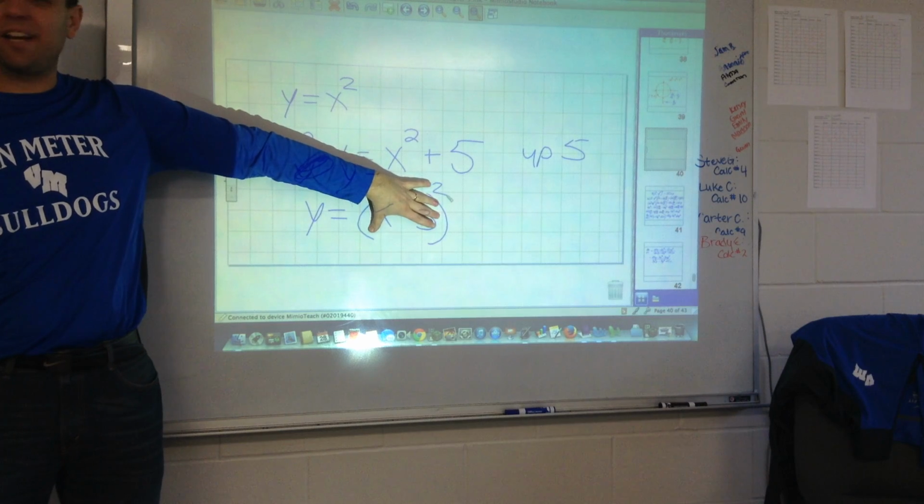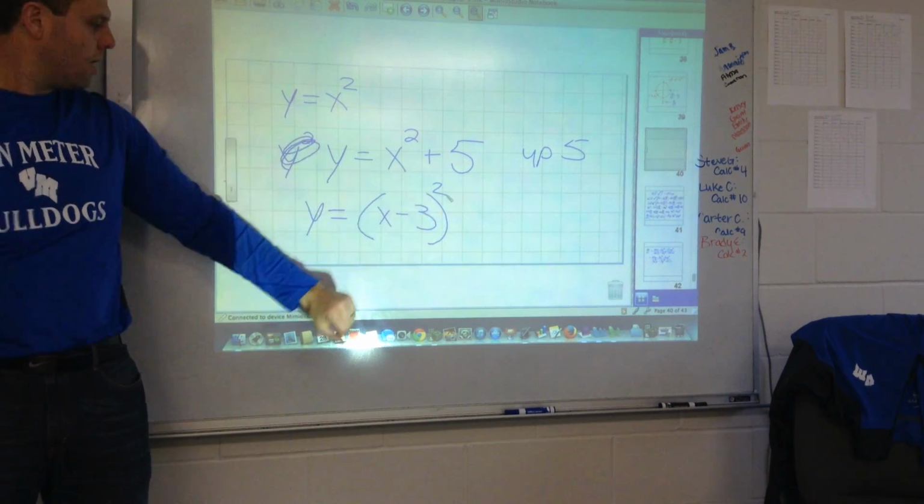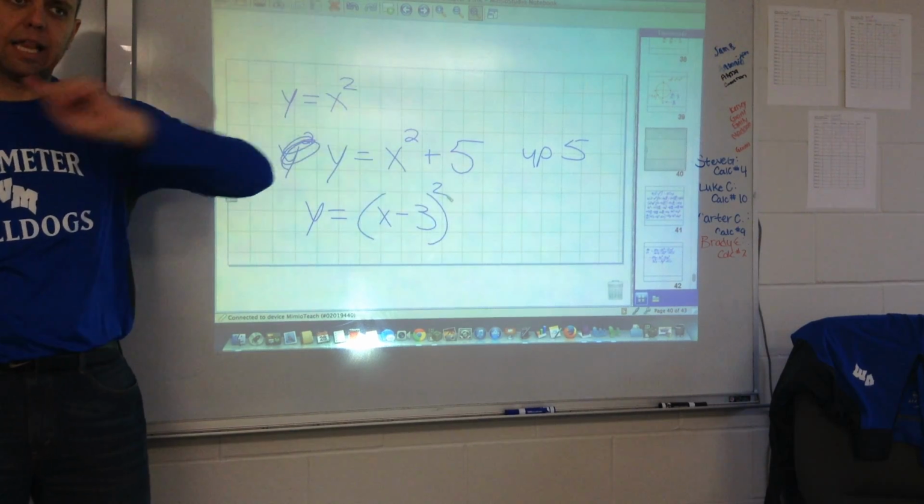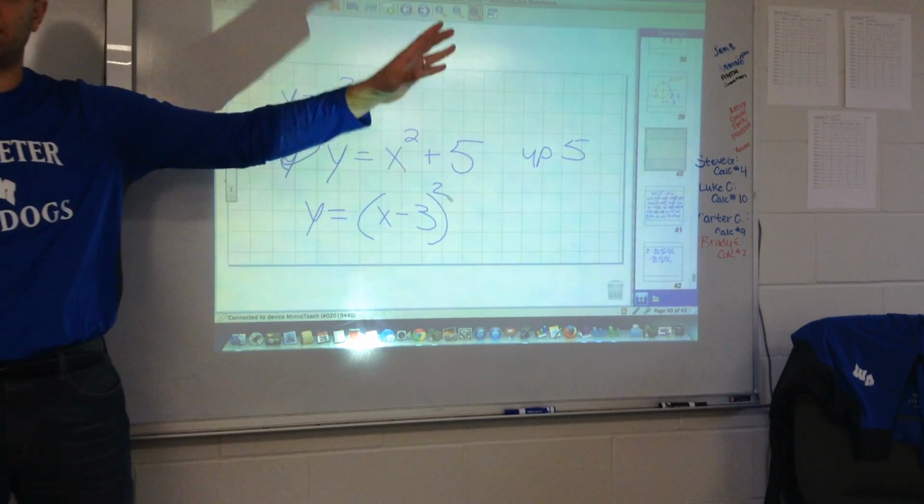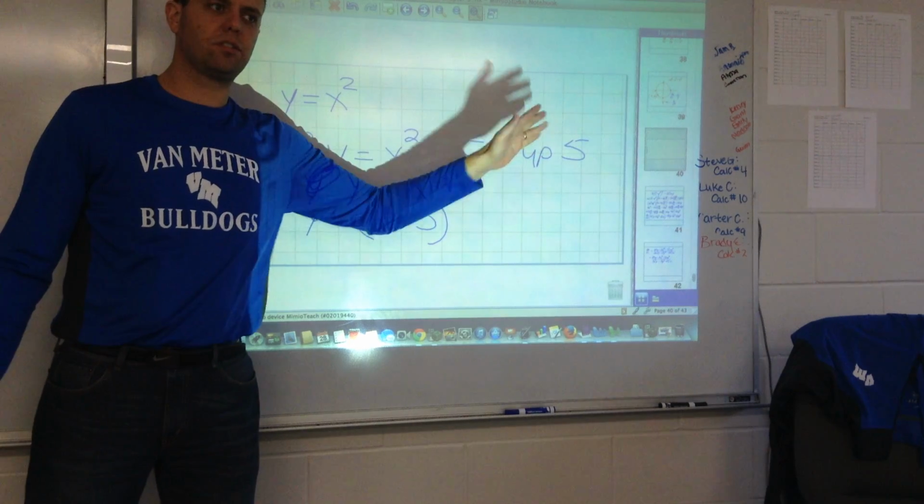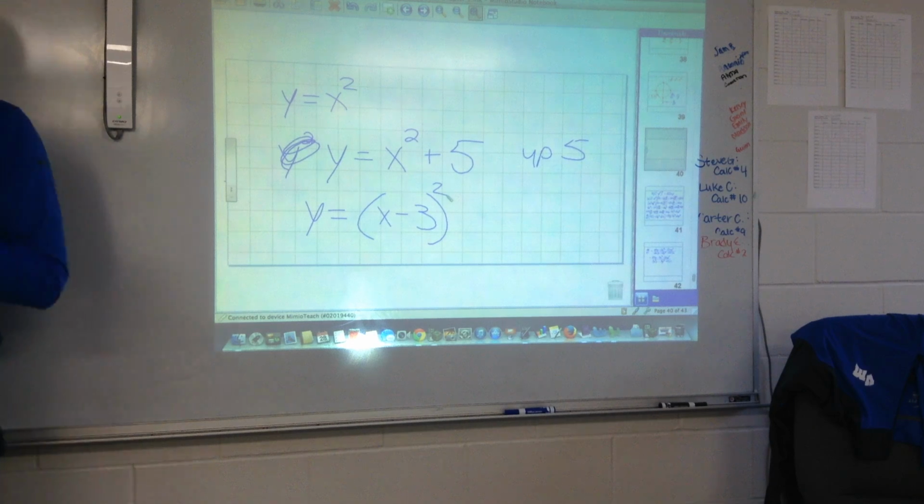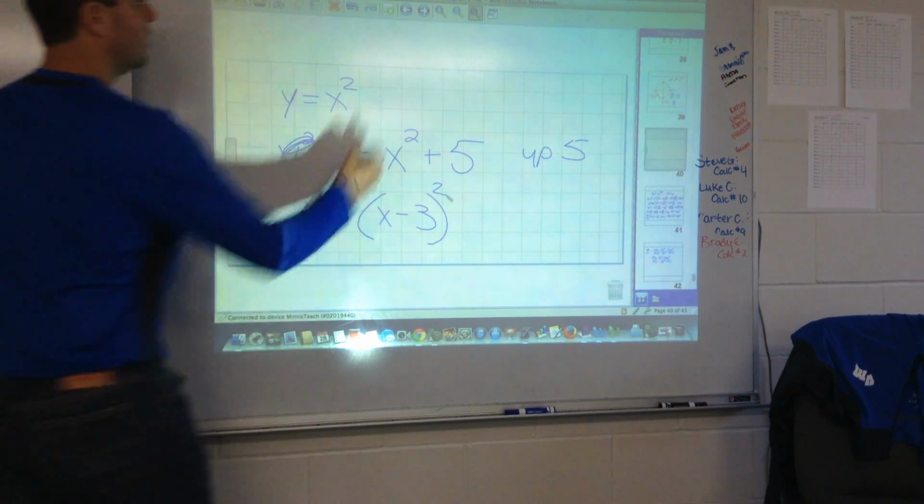So here's the big key. Inside the parentheses shifts it left or right. Afterwards shifts it up or down. We knew that, or hopefully we remember that a little bit from Algebra 2 in our translation of functions.